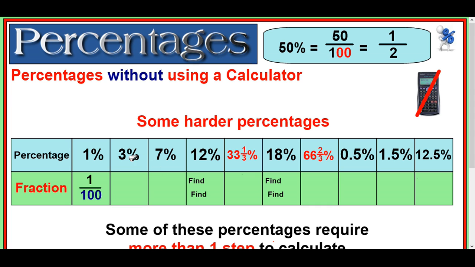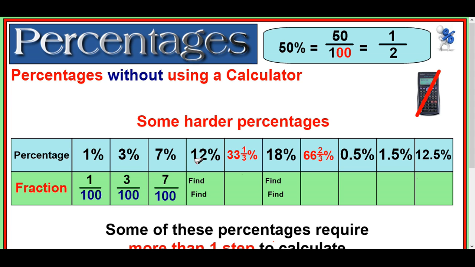Now 3%, 3 doesn't go into 100, but what we can do is multiply up the 1% to get 3%, because 3% is 3 times that. So that's just 3 hundredths. So to work out 3%, you divide by 100 and then times it by 3. The same can be seen for 7%. 7% is 7 hundredths, 7 lots of 1%. So divide by 100 and then times by 7.